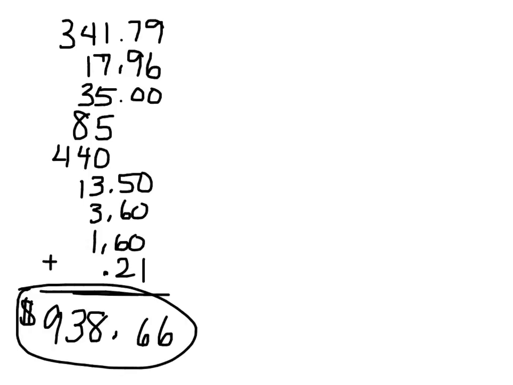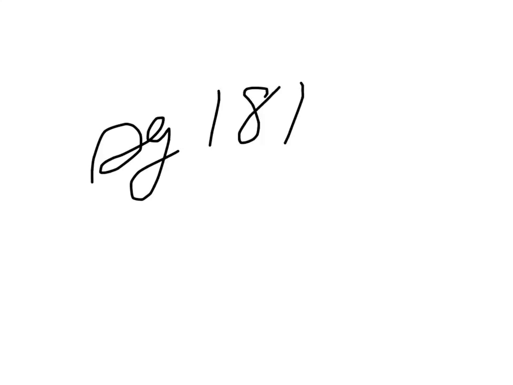All right? All you're going to figure out is how much was the deposits. So on page 181, you're going 5 through 18.